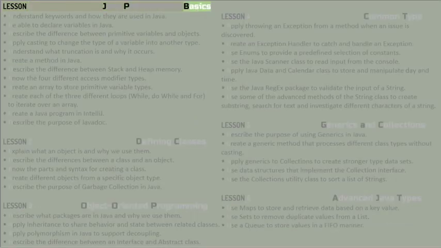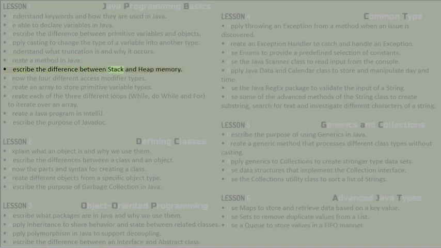Lesson 1 Java Programming Basics. Understand keywords and how they are used in Java. Be able to declare variables in Java. Describe the difference between primitive variables and objects. Apply casting to change the type of a variable into another type. Understand what truncation is and why it occurs. Create a method in Java.